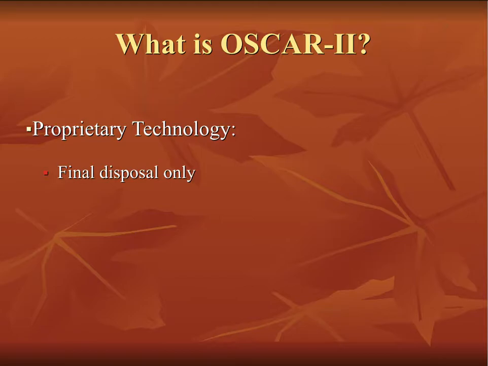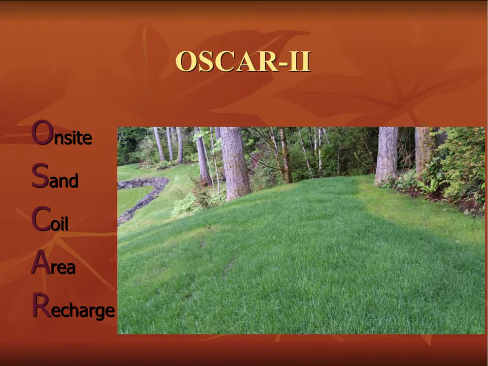To start, we'll just go over an overview of what an Oscar II is. It's a proprietary technology whose genesis is in Washington State, and in Virginia, it's for final disposal or dispersal only. The name Oscar is an acronym for describing what the system is: an on-site sand coil area recharge. Here's a picture of a finished site, and you can see where the coils have been laid underground.